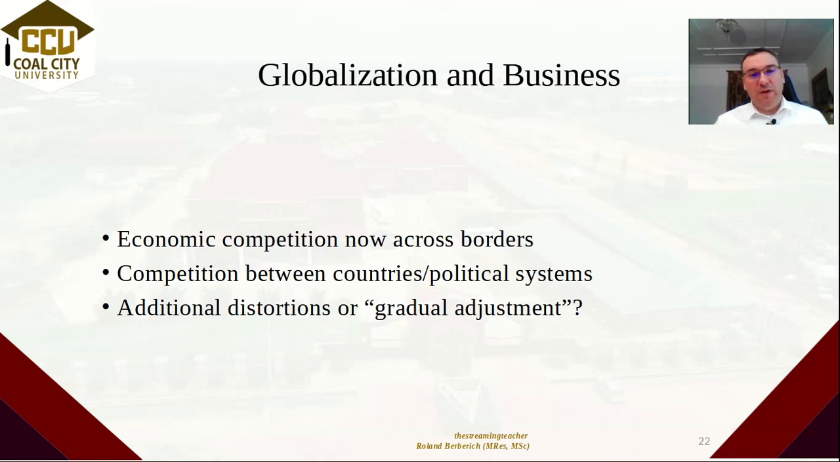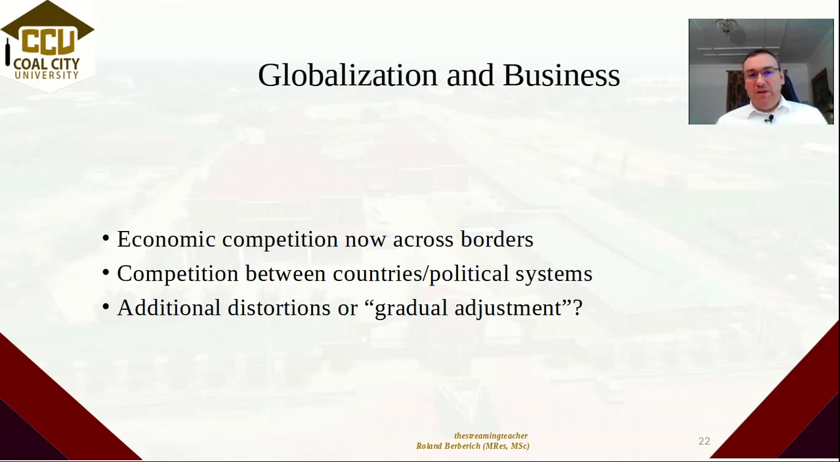Now what happens if we start trading? Number one, economic competition happens now across borders. Not only between you and me as individuals, but also between companies, firms in the same business sector. For example, if we have completely free trade between Nigeria and the United Kingdom, then, for example, universities are competing with one another. Or if we have a car industry, there is actually a very good car industry in Africa, then African car makers are competing with European car makers.